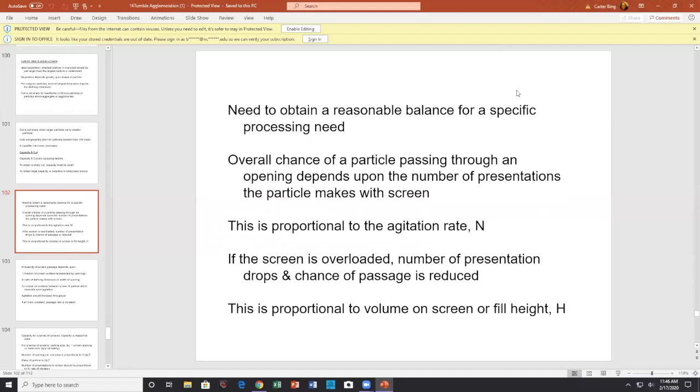Overall chance of a particle passing through the openings depends upon the number of presentations to the screen. That's going to be proportional to the rotational speed or the agitation rate or the vibration rate. More vibrations, the more presentations there are to the screen. If the screen is overloaded, which is not a good idea, the number of presentations and chances of passage is reduced. Is it proportional to volume or fill heights? Okay. The chances of passage are reduced.